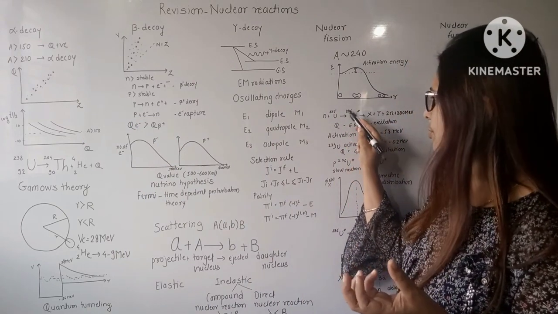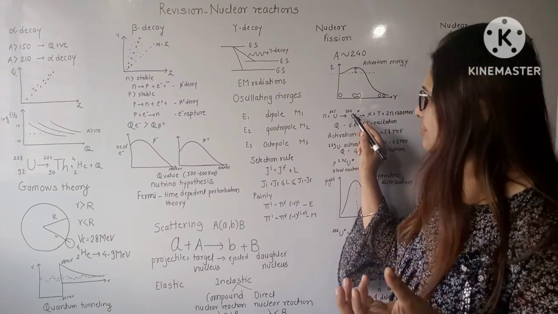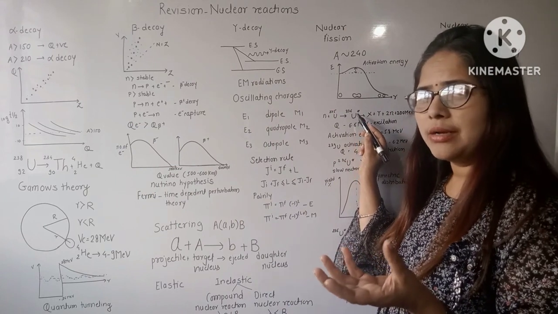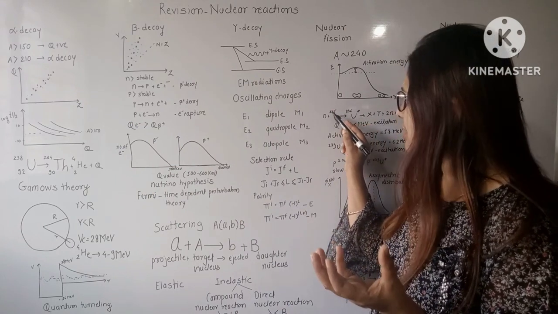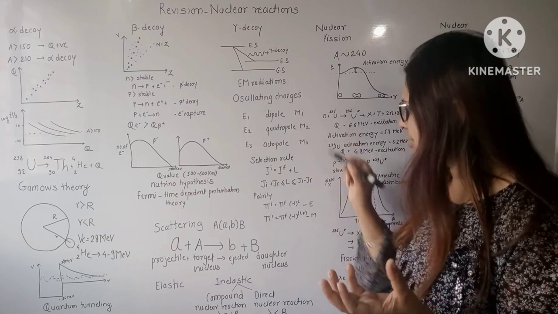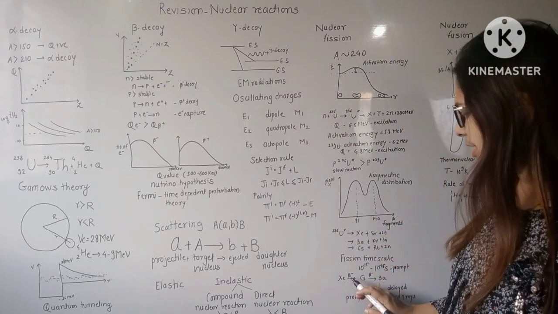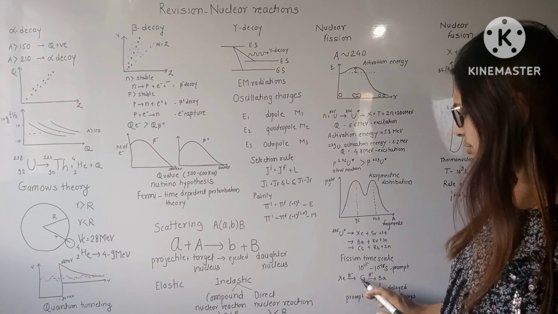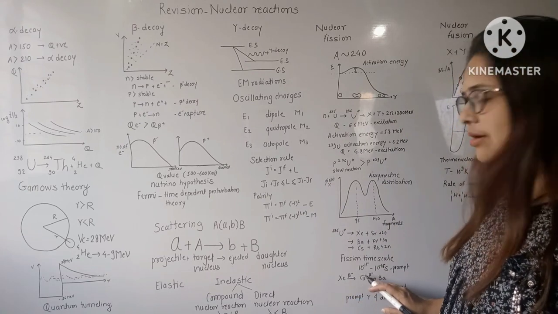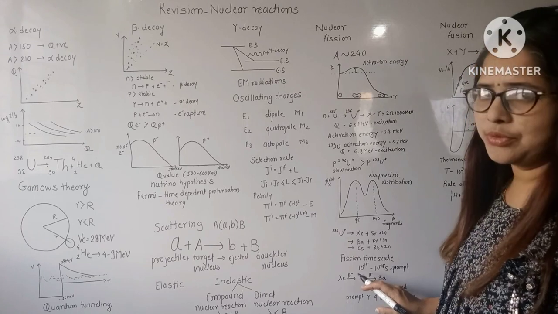So whatever uranium-236, which is prepared as a byproduct of the fission reaction, will decay by this. So here we can see that these are the nuclei which are decaying by the beta decay processes.